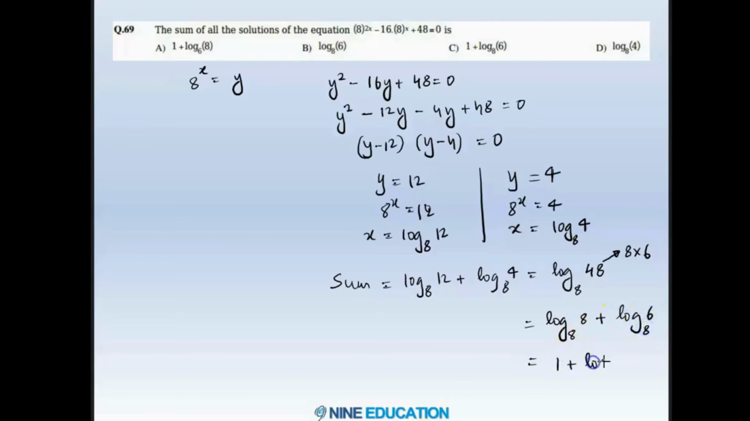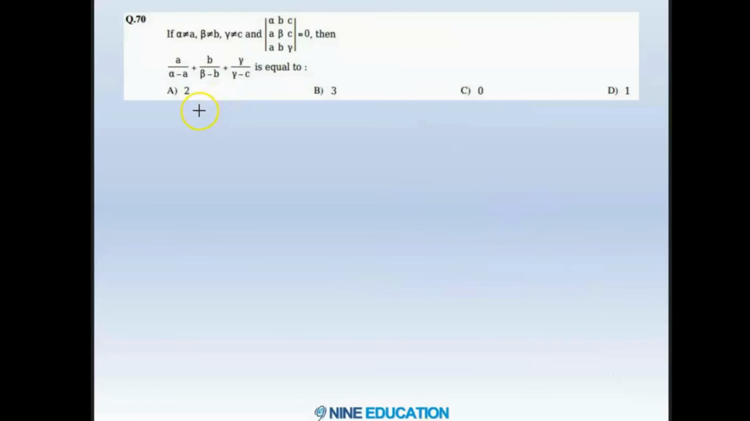Question number 70: if alpha is not equal to A, beta is not equal to B, and gamma is not equal to C, then a determinant is given as 0, and we need to find the value of A by alpha minus A plus B by beta minus B plus gamma by gamma minus C. So let's apply the elementary operation R1 minus R2 in the first row, as well as in R2 let's apply R2 minus R3. The idea behind this is to get some zeros first in the determinant.